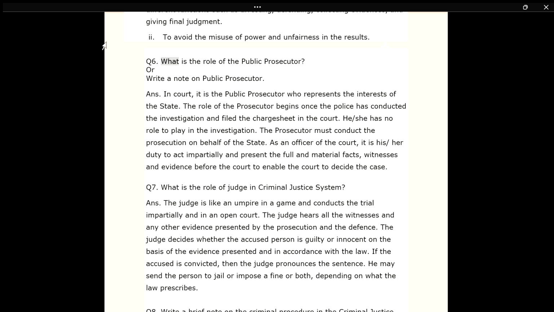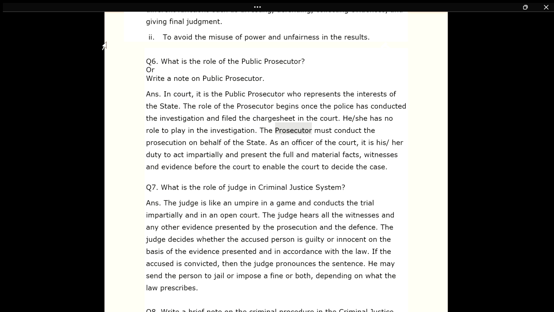Q6. What is the role of the public prosecutor? Or, write a note on public prosecutor. Ans. In court, it is the public prosecutor who represents the interests of the state. The role of the prosecutor begins once the police has conducted the investigation and filed the charge sheet in the court. He/she has no role to play in the investigation.